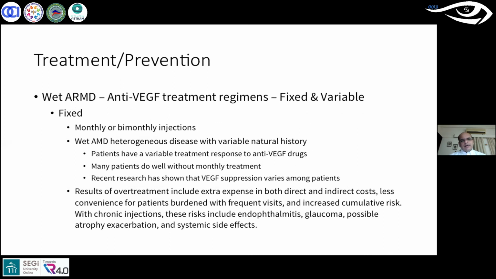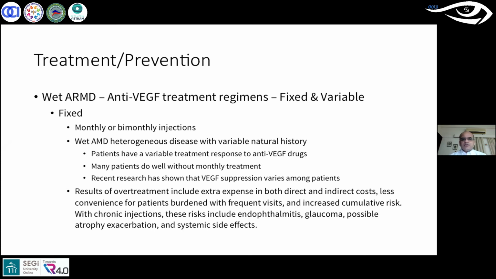So the next important thing here in terms of anti-VEGF treatment is the regimens. There are either fixed or variable regimens. The fixed regimens usually comprise monthly or bi-monthly injections. Now, wet AMD is a heterogeneous disease. It has a very variable natural history. Patients may have a variable treatment response to anti-VEGF. They may have response to Avastin. They may not have response to Avastin. They may have response to ranibizumab or not respond to ranibizumab.